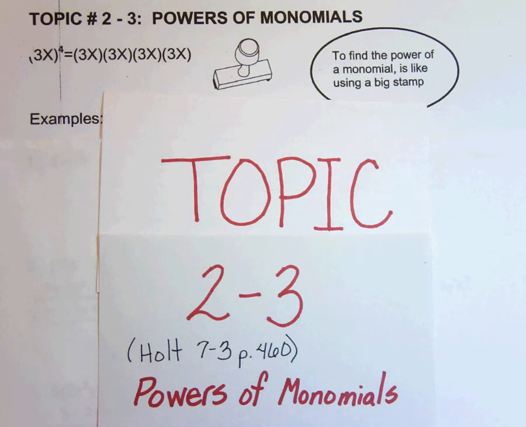Topic 2-3, powers of monomials. Find the power of a monomial. It's like using a big stamp. What that means is you're repeating something, and so you want to make a stamp of it, so you don't have to write it a whole lot, and you're just going to stamp it over and over again. So thinking about something to a power is just repeating it. This can be referenced in our whole textbook, Chapter 7, Section 3, on page 460.